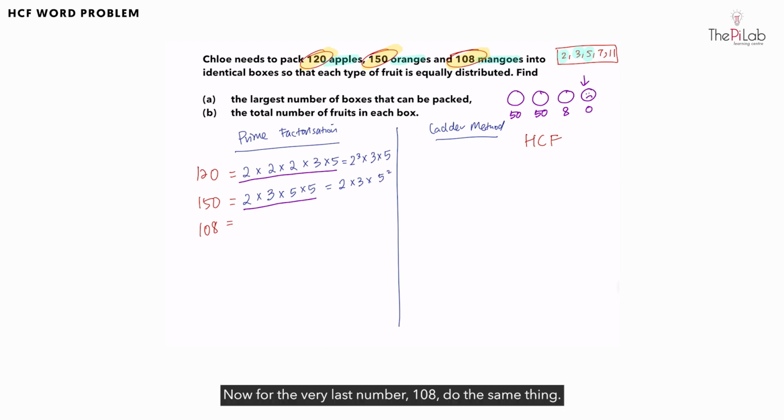Now for the very last number, 108, do the same thing. Break it up into prime numbers. So key in 108 into the calculator. What do you get? After you divide by 2, you should get 54.